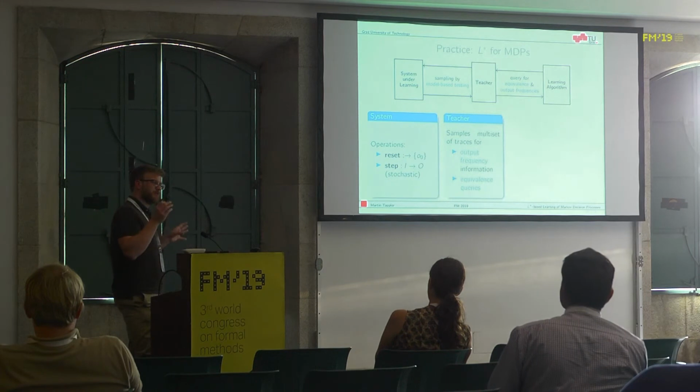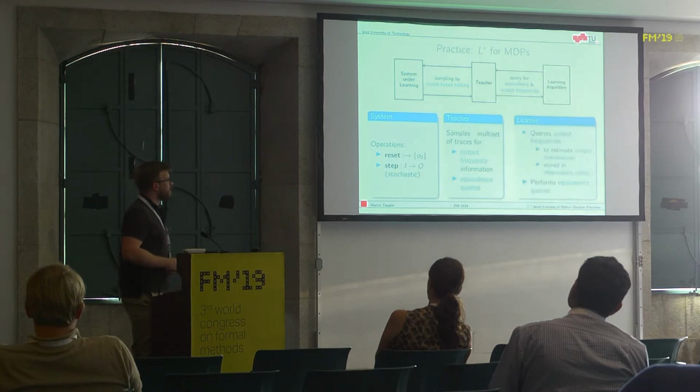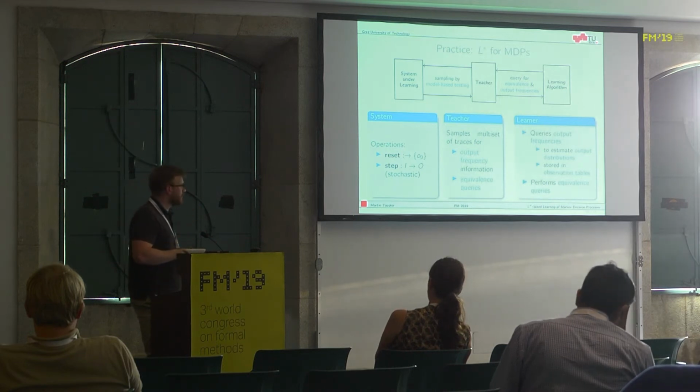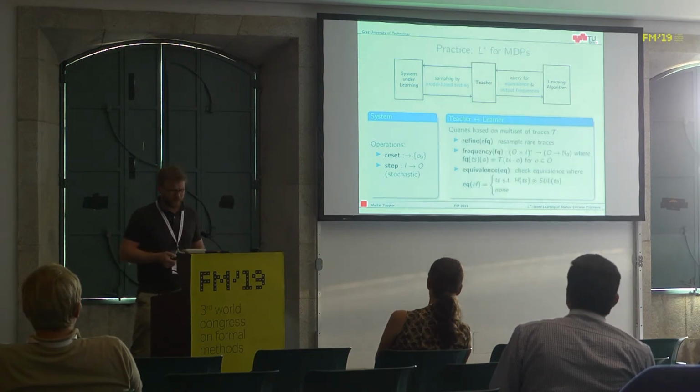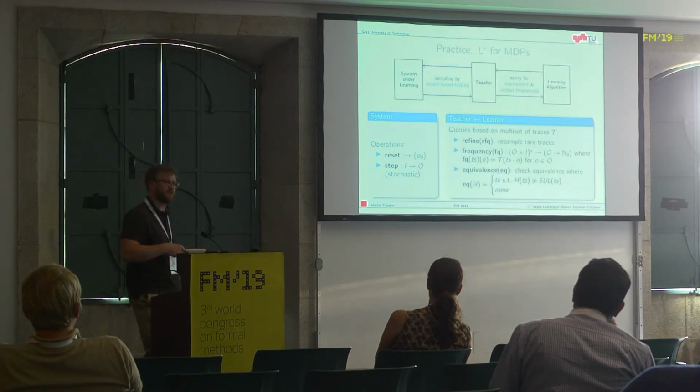The teacher samples a multi-set of traces that grows during learning, and this is used for gaining output frequency information and for performing equivalence queries. The learner is able to query those output frequencies to estimate output distributions, and the learner stores them in observation tables again. And again, the learner performs equivalence queries. So we have three main queries. Now we have the refine query and the frequency queries that replace the output distribution queries.